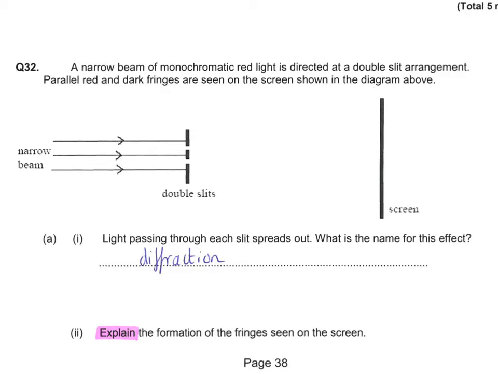So this is the Waves Homework Booklet question 32. We've got a narrow beam of monochromatic red light directed at a double slit. Parallel red and dark fringes are seen at the screen shown on the diagram above. Light passing through each slit spreads out. The name for that effect, very straightforwardly, is diffraction, the spreading out when we pass through a gap.